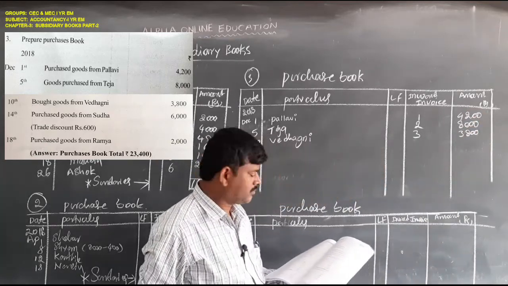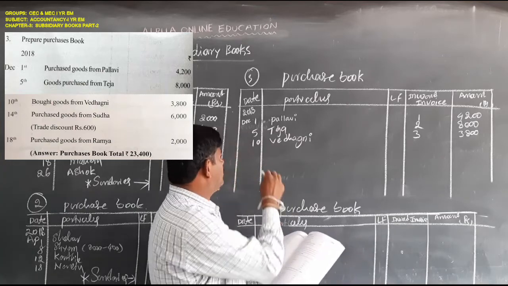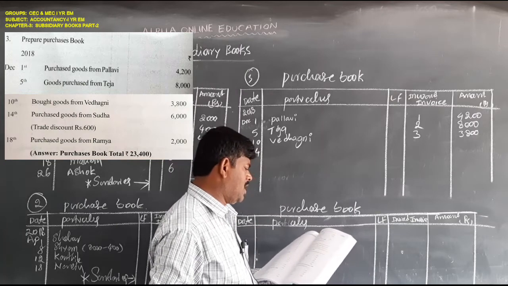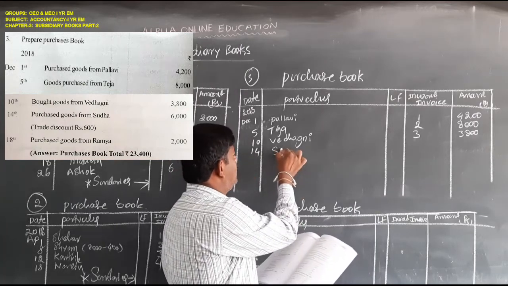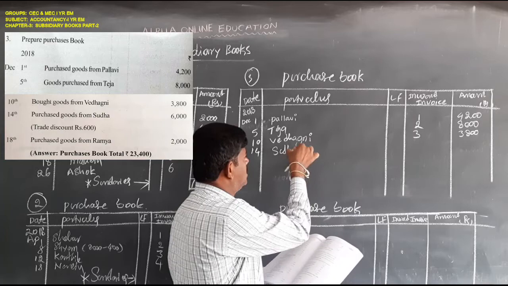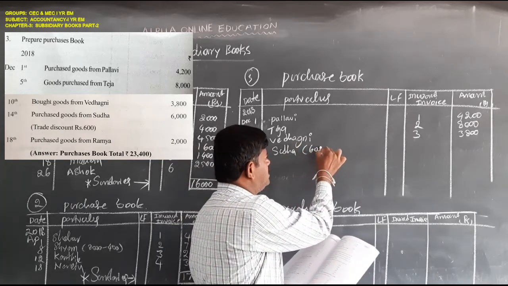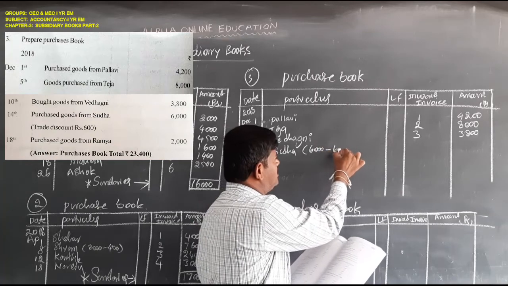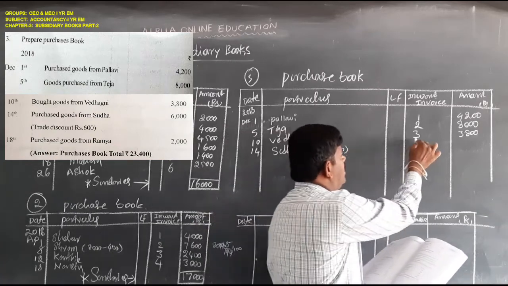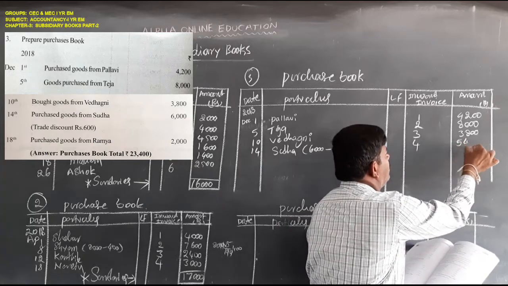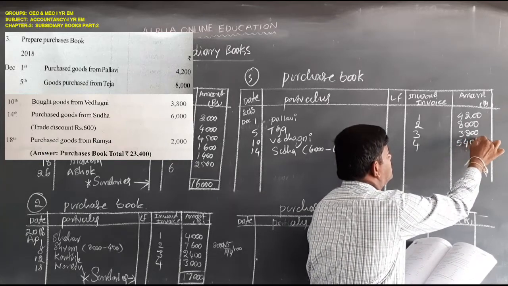Next, date number 14, purchase from Sudha. There is a trade discount, so 6,000 rupees, with the discount of 600 already given in the problem. The remaining is 5,400 rupees after deduction of discount.